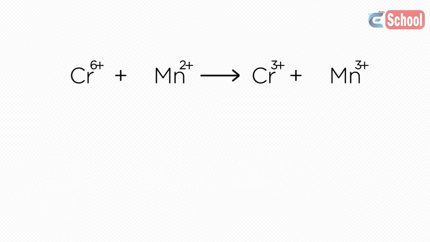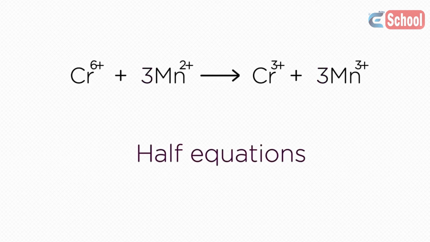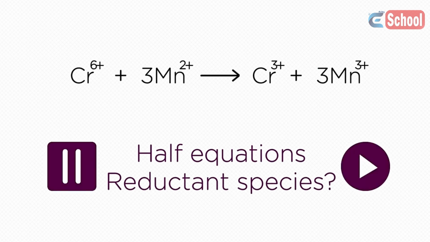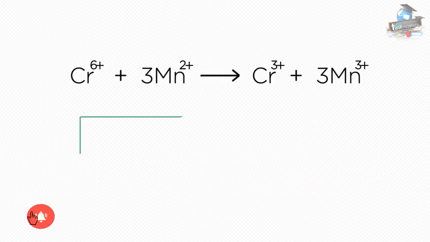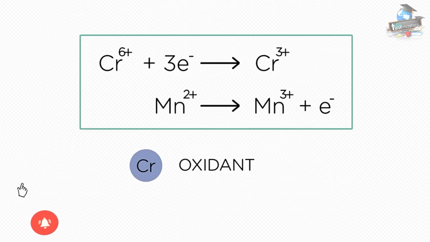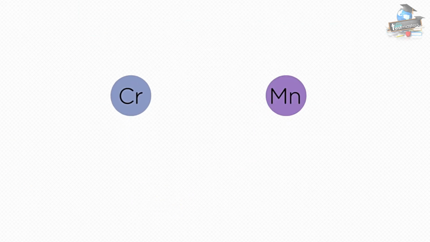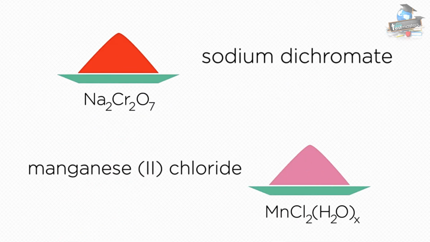Ready for the answer? OK. This reaction can also be written as two half equations. Write down the half equations for chromium and manganese. Which species is the reductant? Pause the video again whilst you work it out. Ready? Chromium is the oxidant, so manganese is the reductant. In a real reaction, chromium and manganese ions are parts of compounds like sodium dichromate and manganese chloride. This can often make it more difficult to see what is being oxidized and what is being reduced.